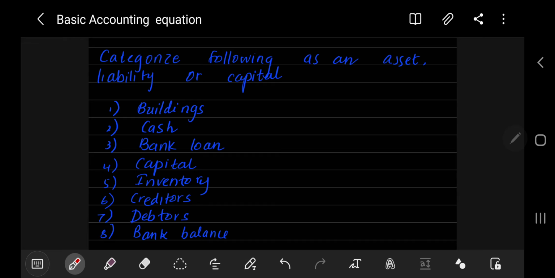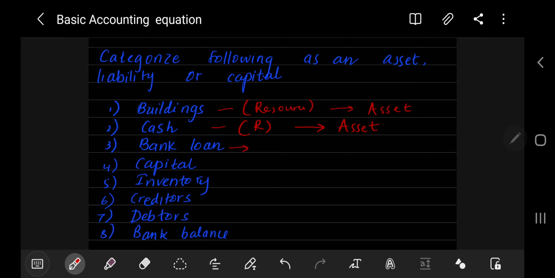Alright, let's discuss. Building. Buildings are considered as resources of the business. Since it is a resource of the business, this would become an asset. Again, cash is a resource of the business, so therefore it's an asset.